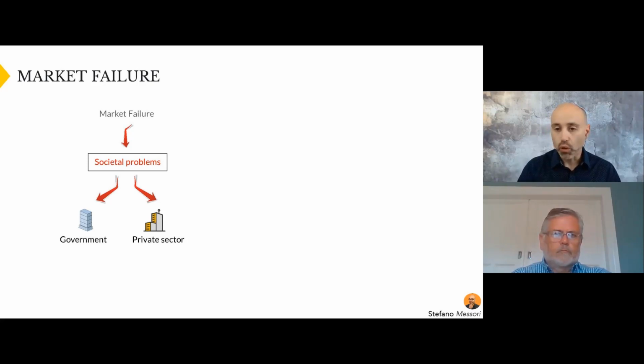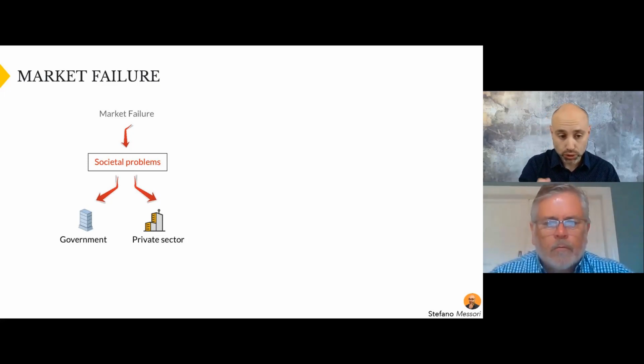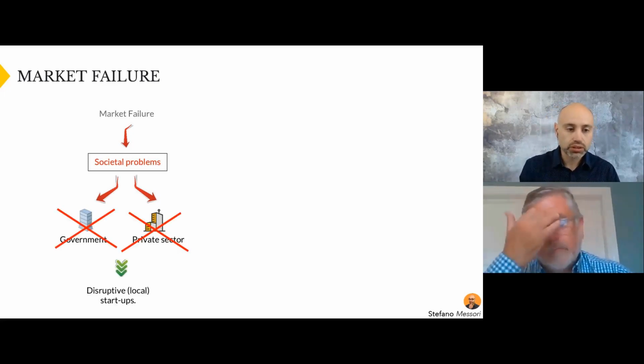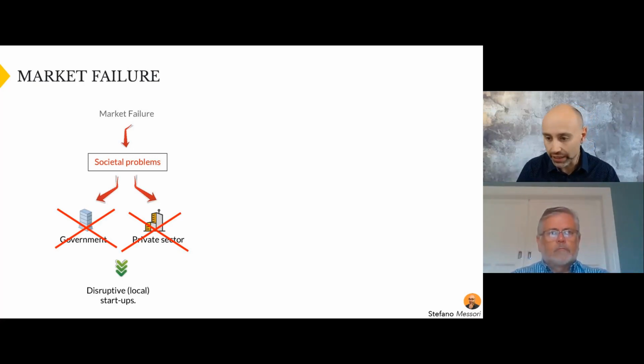And that is what we have been saying for many, many years: either the government or the private sector were trying to solve a problem. Now, the private sector was also trying to make a profit out of it. But a market failure occurs when neither the government nor the private sector are tackling a societal problem.